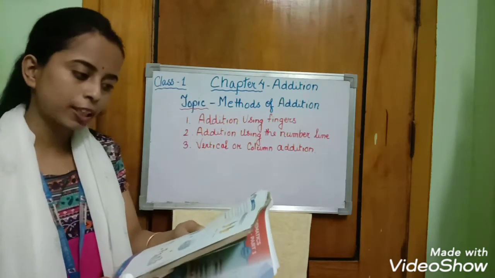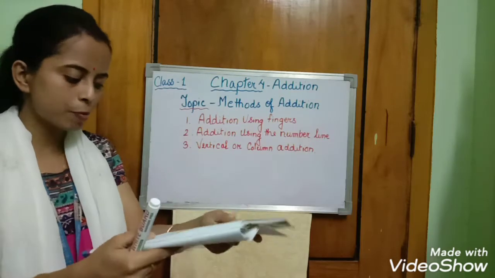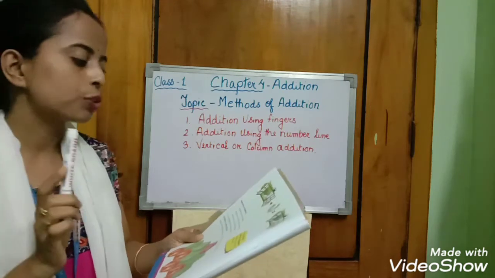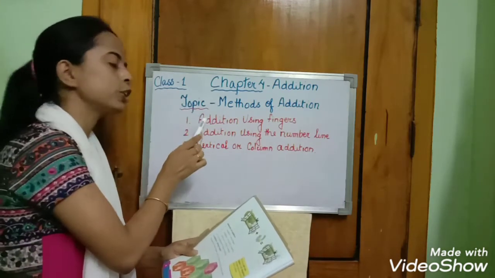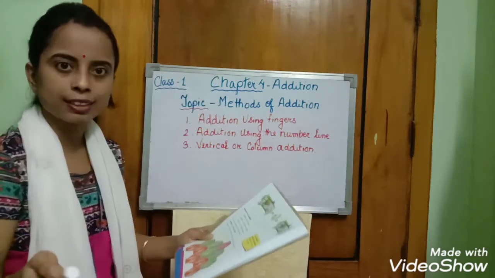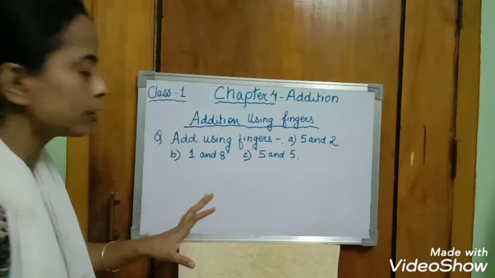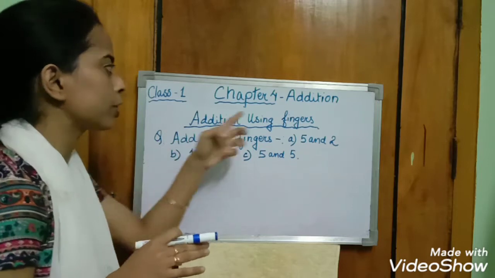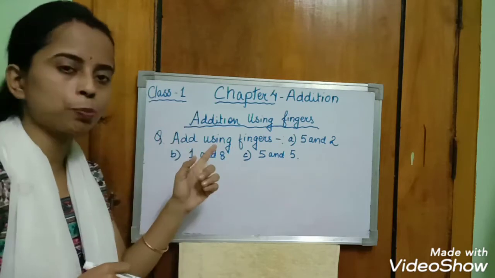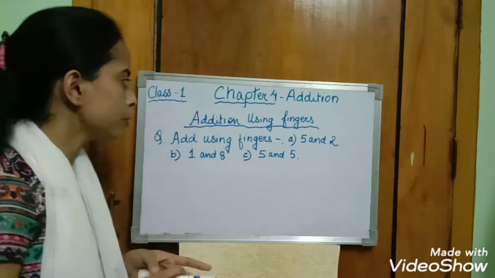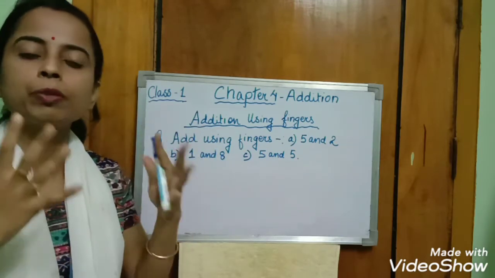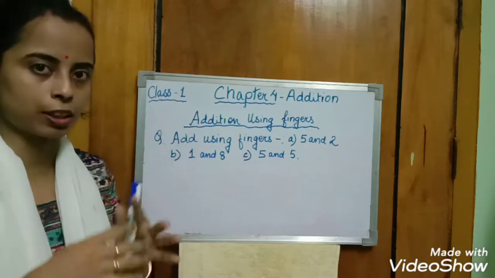Everyone, please take out your textbook, page number 46. There it is given, methods of addition. Three methods are there. Today we will be learning number 1, that is addition using fingers. Today we will learn about addition using fingers. This is the first method. In this method we will use fingers for doing addition.